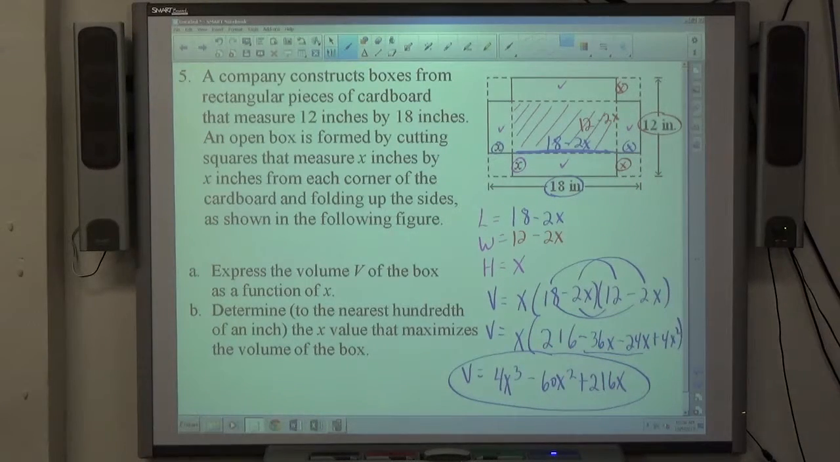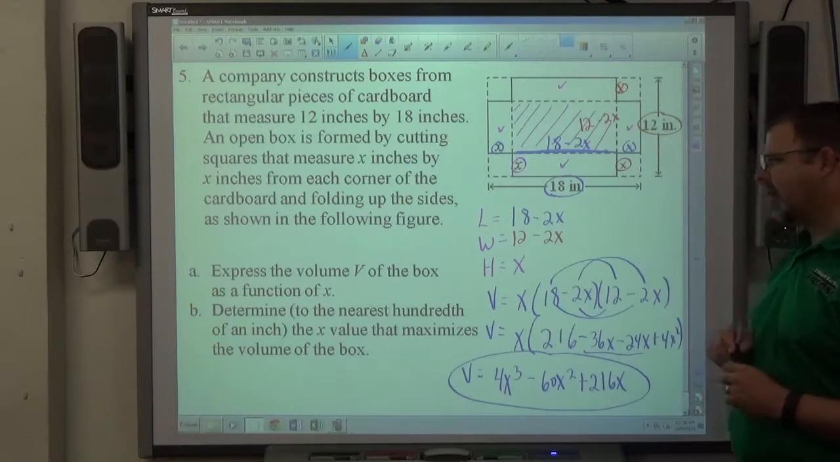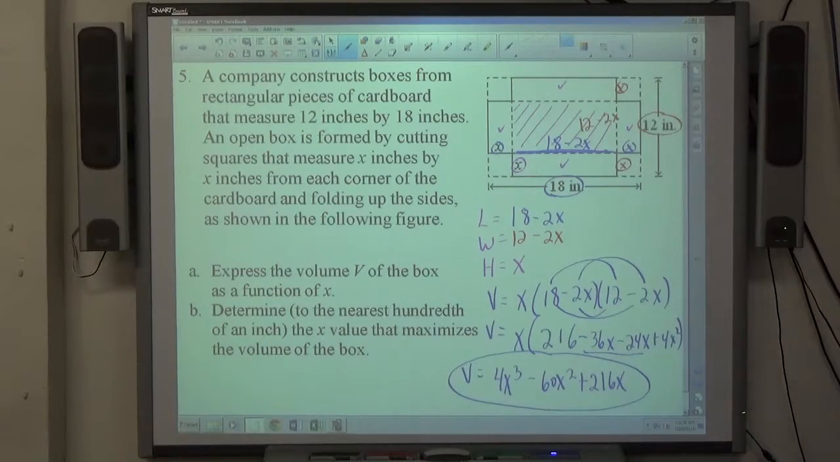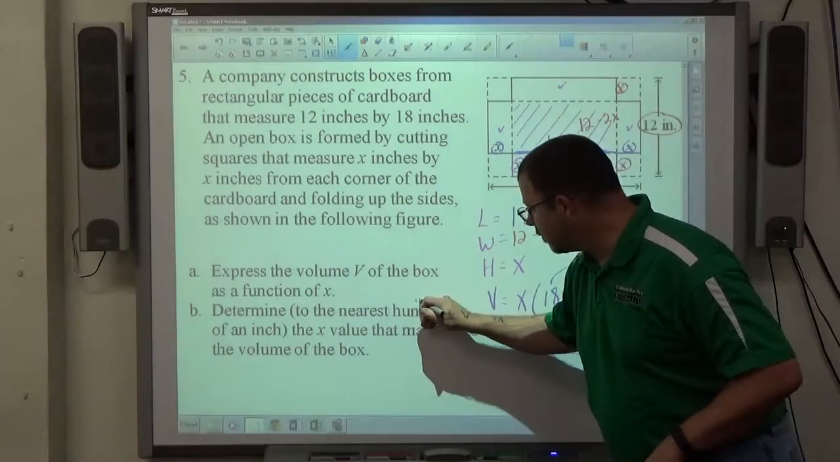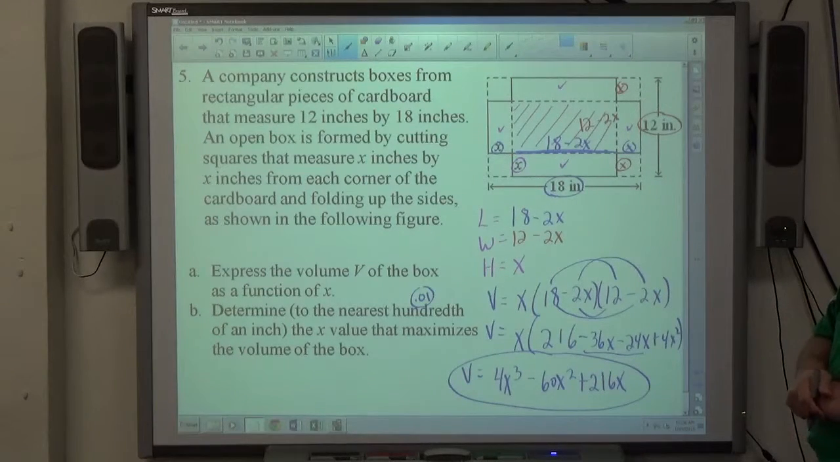Now, for part B, that was part A obviously. Part B, they want to know the value of x to the nearest hundredth of an inch. That's 2 decimal places. The x value that maximizes the volume of the box.